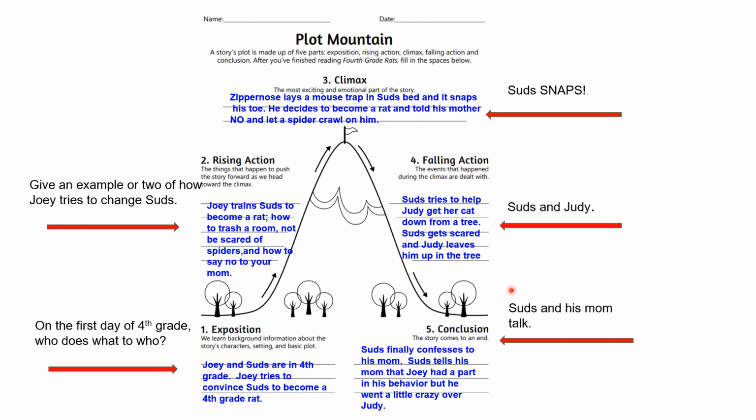All right, so finally the conclusion, Suds and his mom talk. Suds finally confesses to his mom. Suds tells his mom that Joey had a part in his behavior, but he went a little crazy over Judy. So that's kind of what a plot would look like for Fourth Grade Rats.